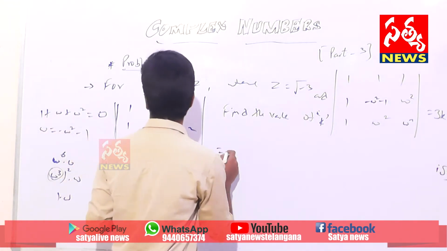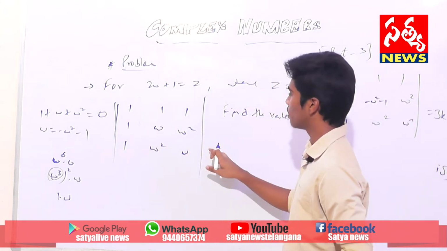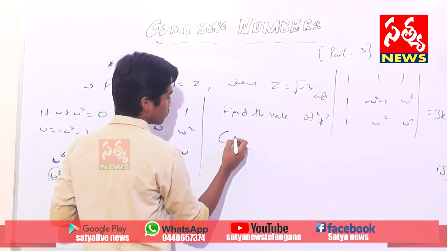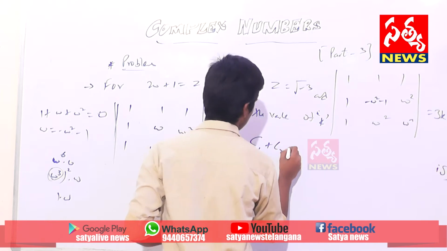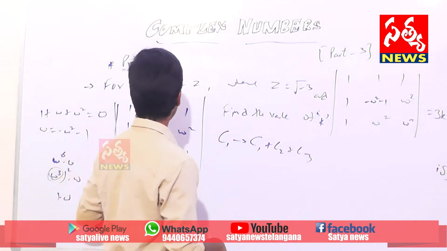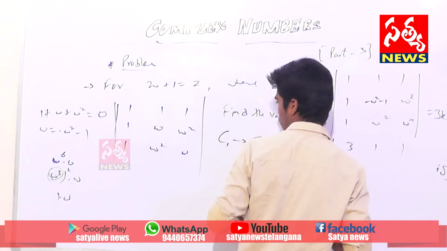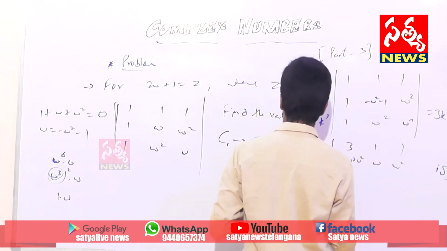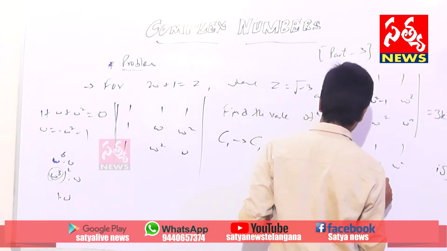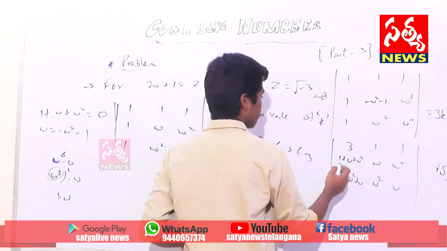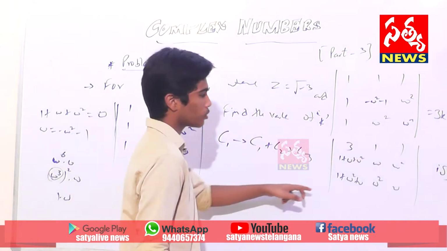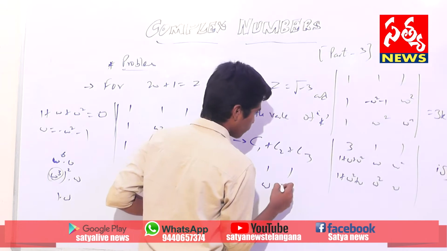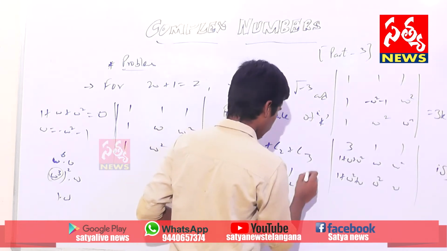And now I am going to add all the columns. C1 equals C1 + C2 + C3, okay? You get 3, 1, 1; 1 + ω + ω², 1 + ω², ω²; 1 + ω + ω² + ω² + ω. Now the value of 1 + ω + ω² is 0. So 3, 1, 1; 0, ω², ω; 0, ω², ω.